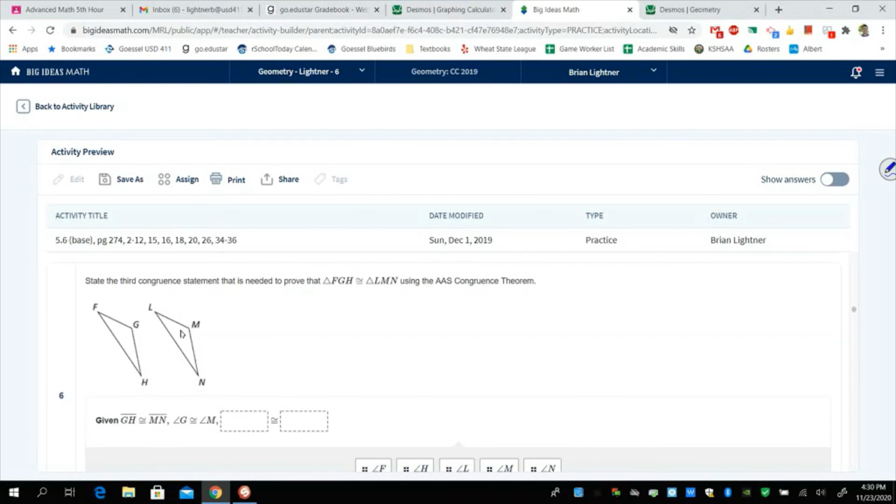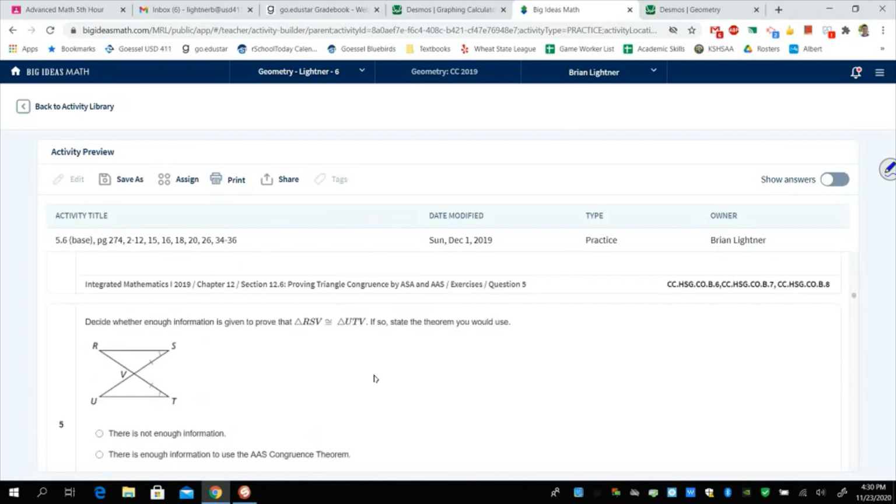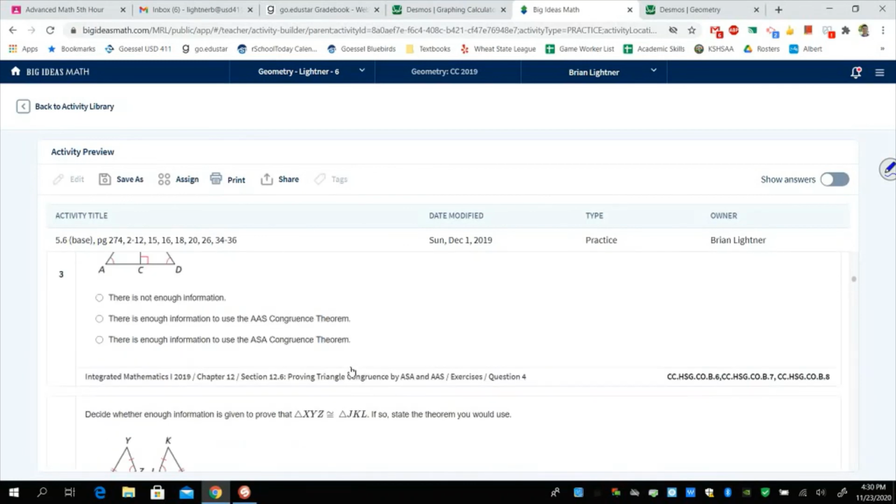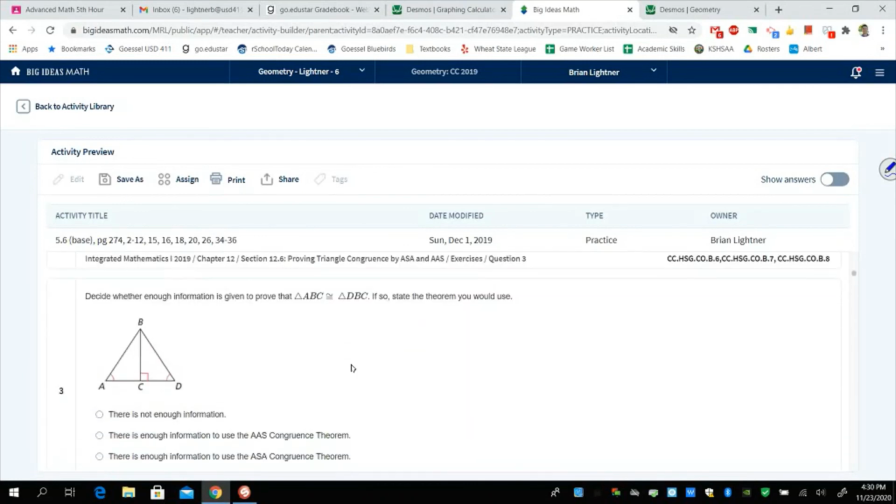Okay, so G and M is what's given. GH and MN is what's given. So to fit angle-angle-side, it can't be angle N because that would be angle-side-angle. It'd have to be angle L and angle F. Okay, so that's kind of how those questions work. You need to figure out what piece of information you need.